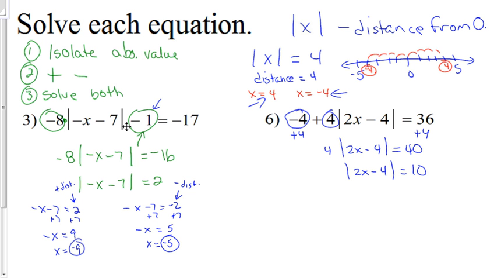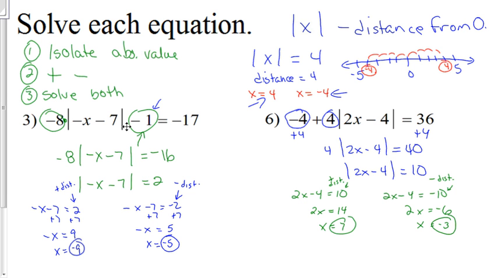Okay, next comes the positive and the negative piece of that. So we have the positive distance, but we also have the negative distance. Okay, and then solving both. So we'll add 4, divide by 2, and again we'll add 4, but this time adding 4 to negative 10 is different than adding 4 to positive 10. I can't say that enough. That's usually where we go wrong. And we get both of those answers.